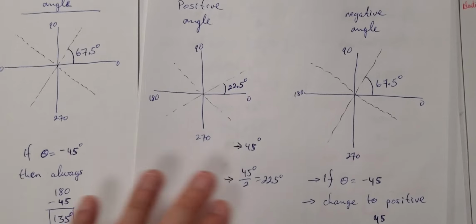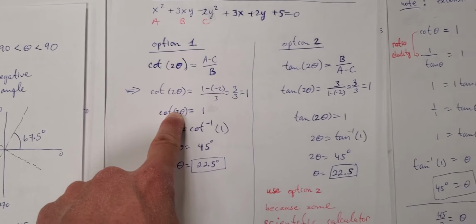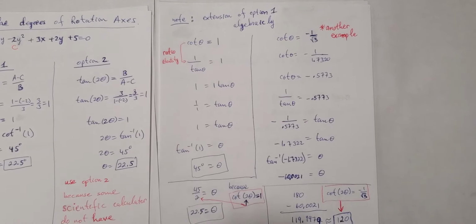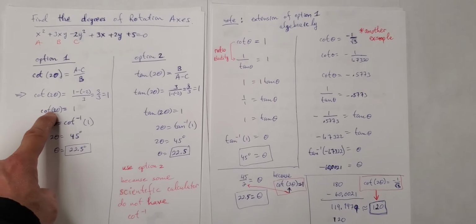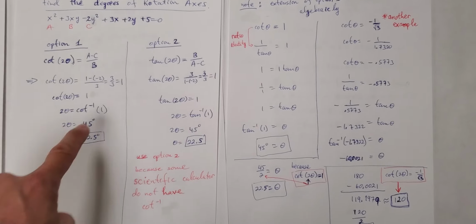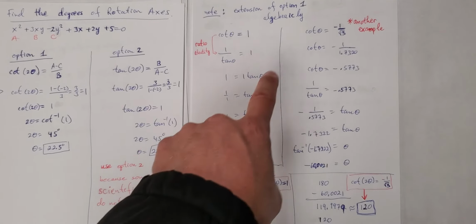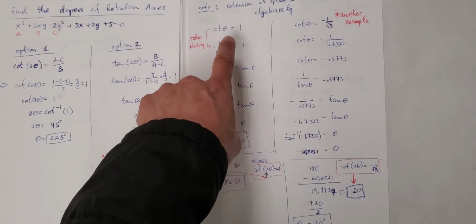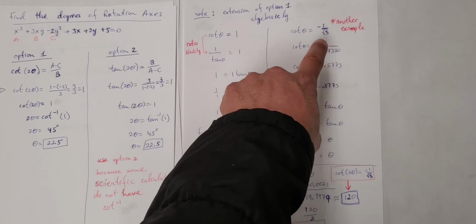For option 1, let me find that option. Here it is, option 1, right there. This page right here is the extension of option number 1 over here, algebraically. What if I want to do option number 1 by hand or algebraically? Be very careful. On the left-hand side, when you have a nice number, what if you have a very scary number like that? What do we do?